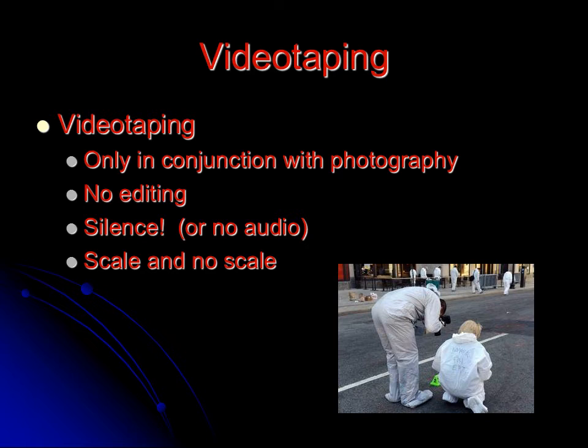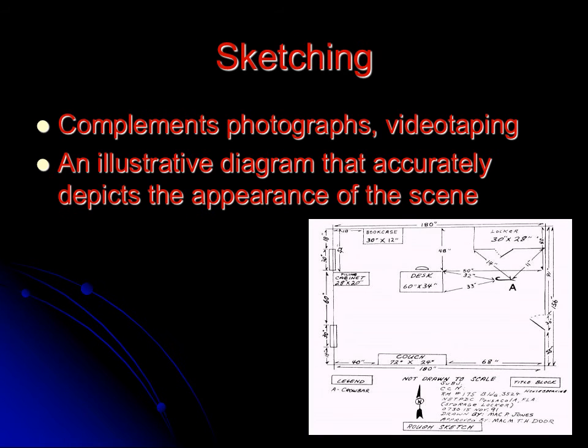So pictures are better for that purpose, but it is good to videotape on top of photos, just never to replace photos. You really can't edit a video either, because if you edit a video, that really brings up questions about the piece of evidence. I always recommend to silence videotapes. You don't need to hear what the crime scene investigators say. The jury will focus on what they're hearing as opposed to what they're seeing if you have audio. And videotape with scale and no scale, just like photos.